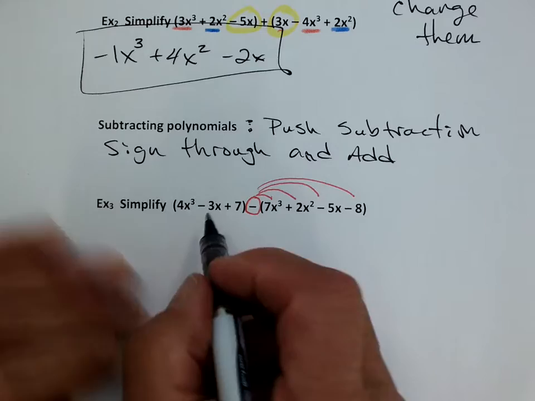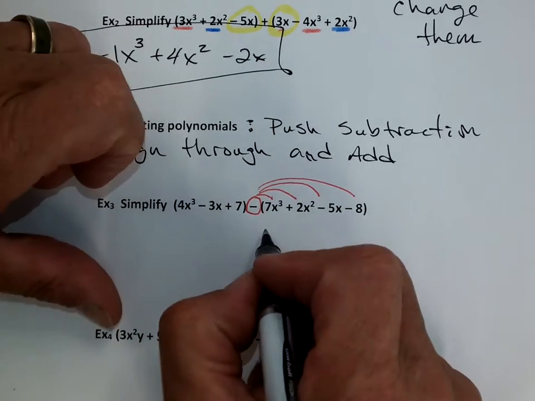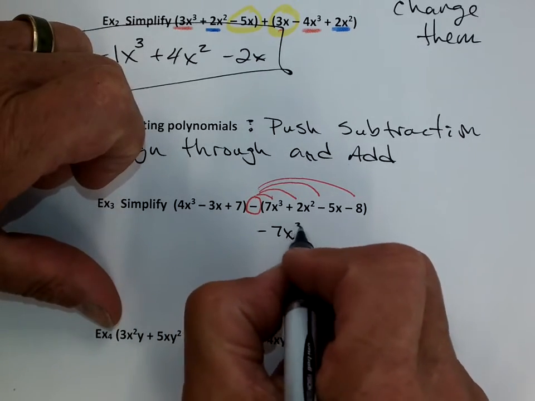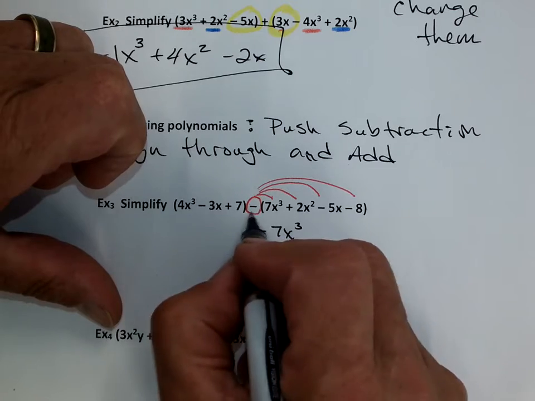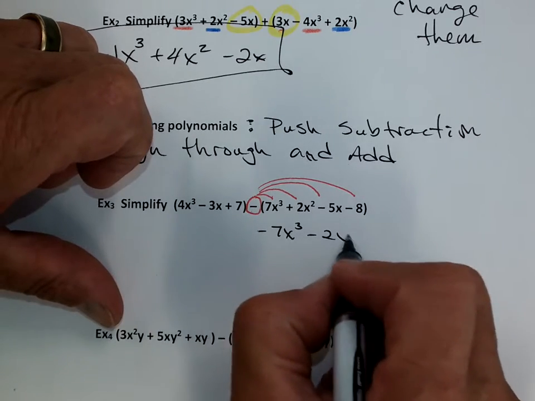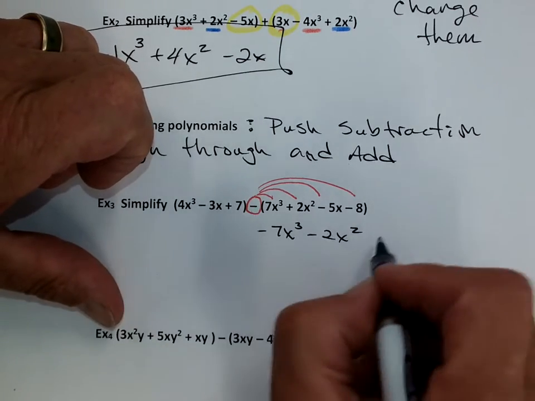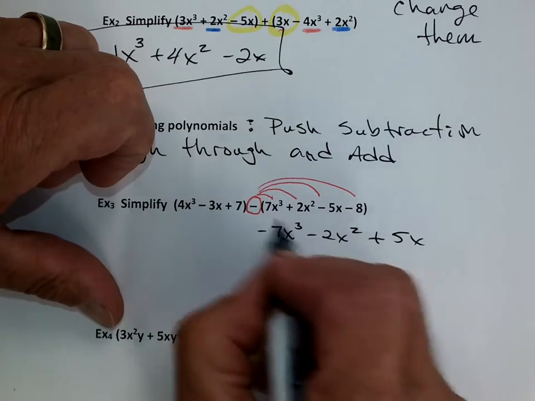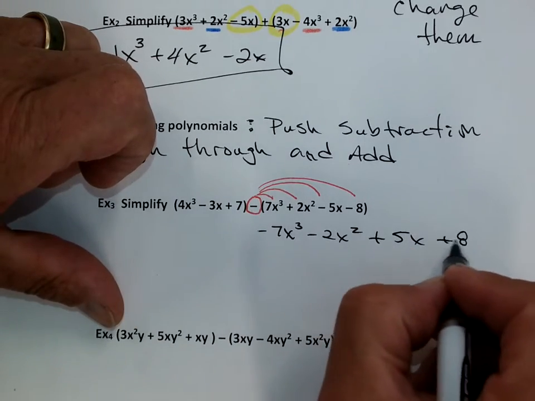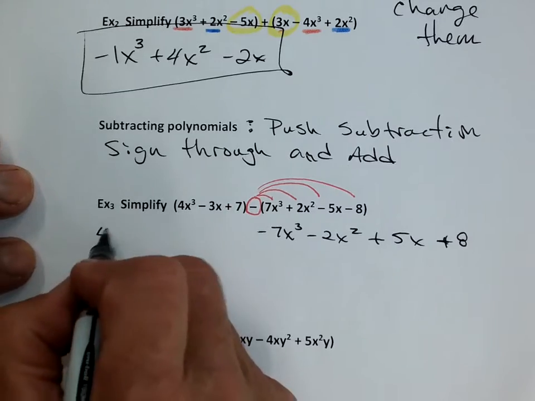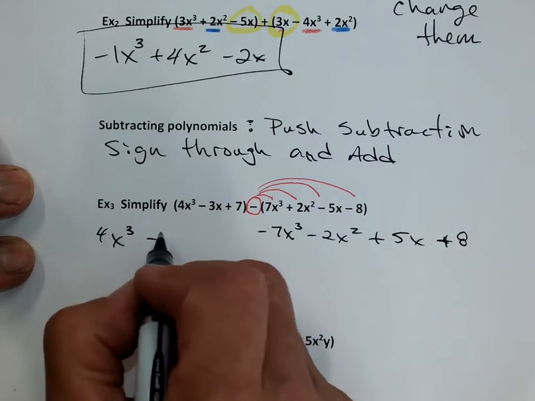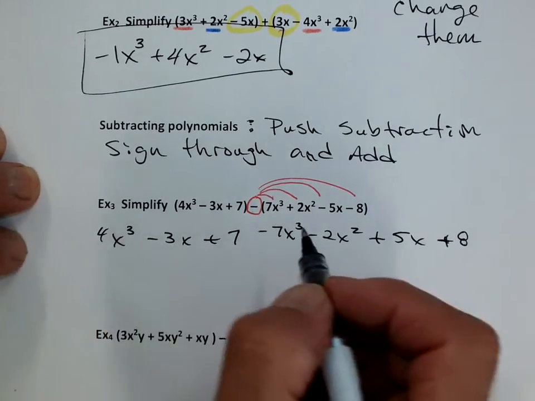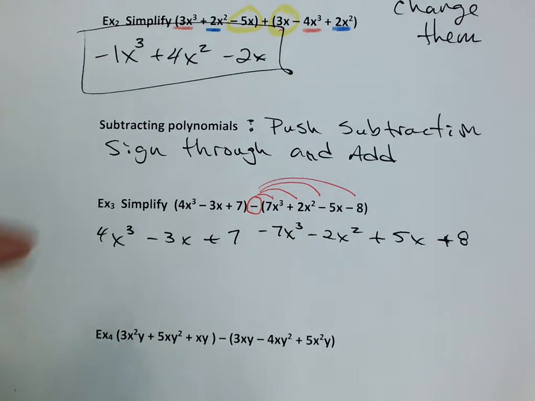Let me rewrite it. So this becomes a negative 7x cubed, because I'm going to bring the negative through. This becomes a negative 2x squared. Negative, negative, that becomes a positive 5x. Negative, negative makes a positive 8. So then when I bring back down my 4x cubed minus my 3x plus my 7, then I can combine terms just like I did up above.